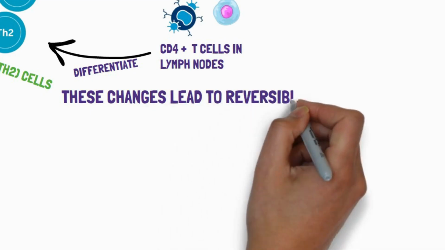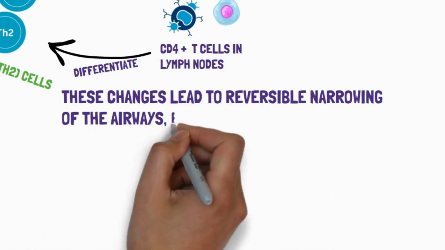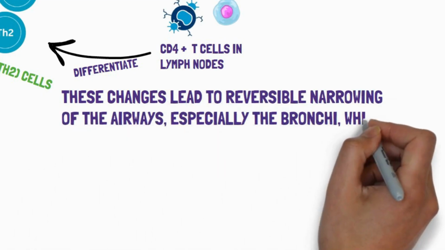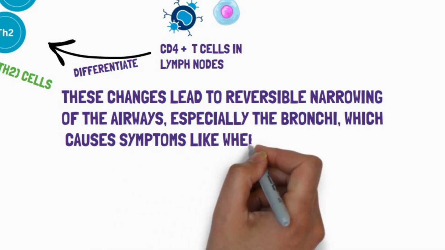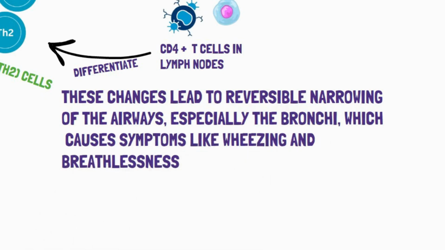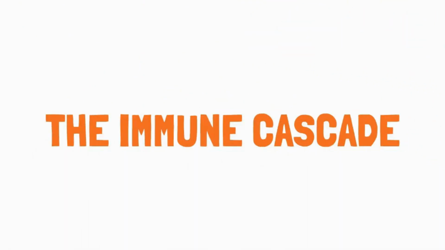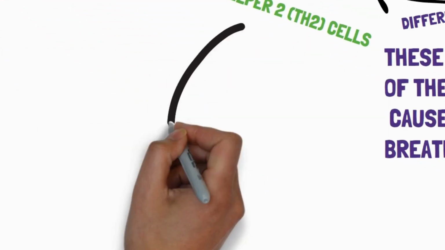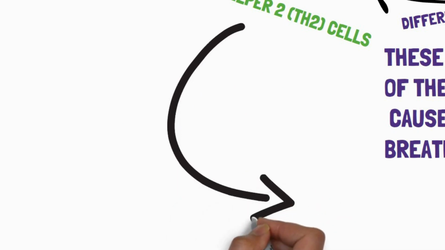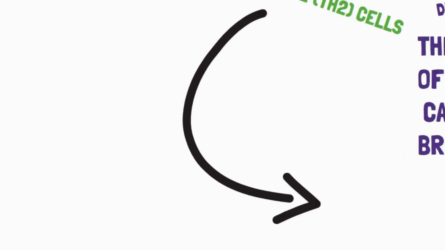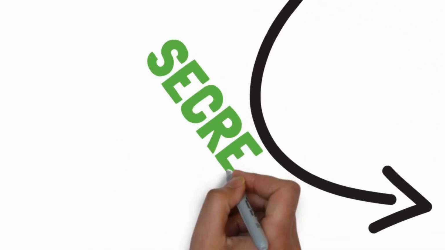This can lead to irreversible narrowing of the airways, especially within the bronchi, which causes symptoms like wheezing and breathlessness. They've got an immune cascade, and this is common, especially in allergic or extrinsic asthma. So there is a type 2 helper T cell response.